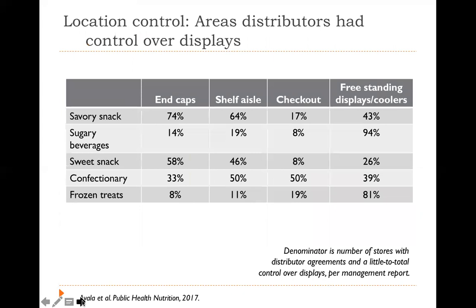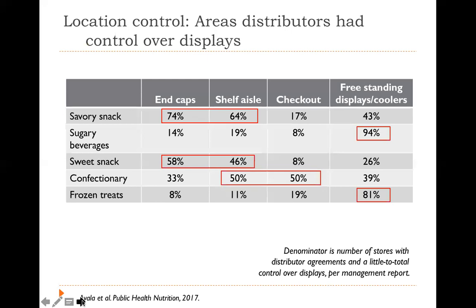For location control, and again, you're going to click 5 times on here. For location control, the universe represented on this slide is retailers that had a distributor agreement in place for a given category of food, and they reported that the distributor had an expectation of at least a little up to total control of location where those products are placed in the store. And so we asked them, okay, you say that the distributor expects they have some or total control over the location.